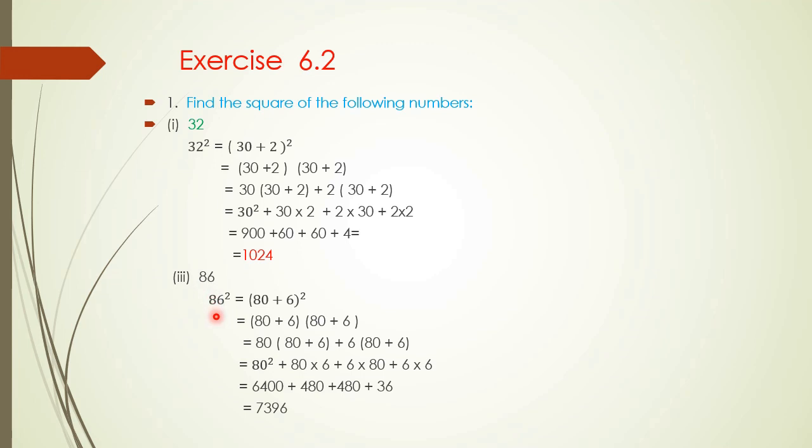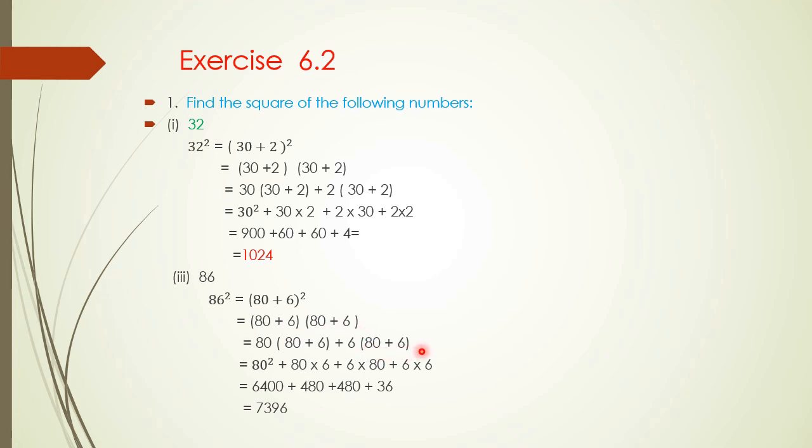86. So 86 square, we have to find the square. So we put the given question, and then the square is equal to 86, which we can write as (80 + 6) whole square. Okay, and since we have square here, whatever is inside the bracket, we write it 2 times: (80 + 6) into (80 + 6). Because you know x square is x into x. Now we expand this bracket. First term into the second bracket, 80 into (80 + 6). Second term plus 6 into the second bracket, (80 + 6).